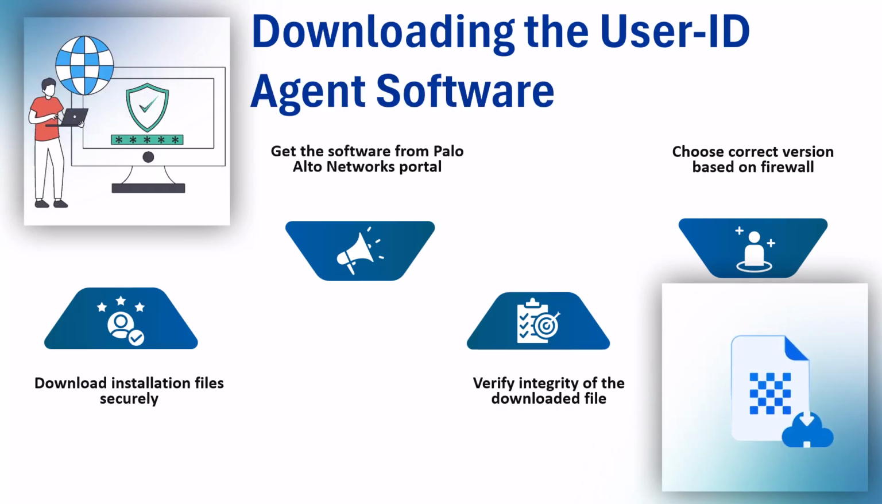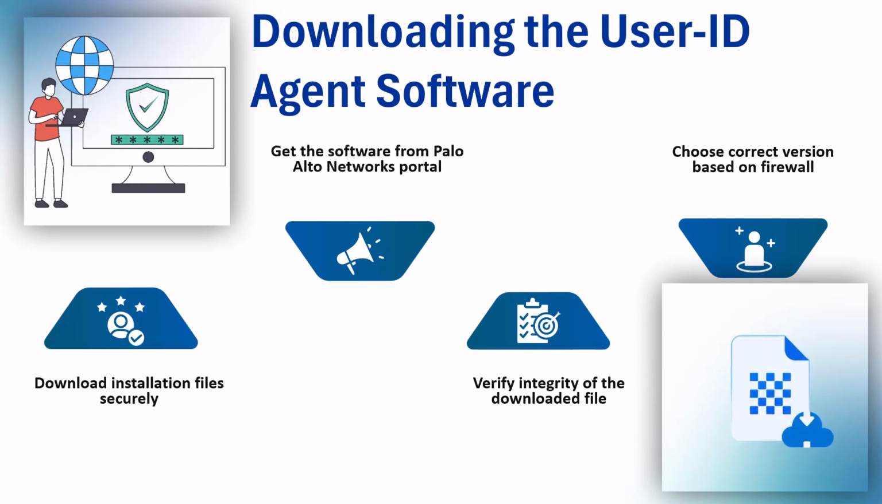All right, time to grab the software. Head to Palo Alto's portal. No shady third-party sites, please. Make sure you pick the right version. Mismatches lead to headaches. Download it securely. And, for extra caution, verify the integrity of the file. Nobody likes corrupted software messing things up.